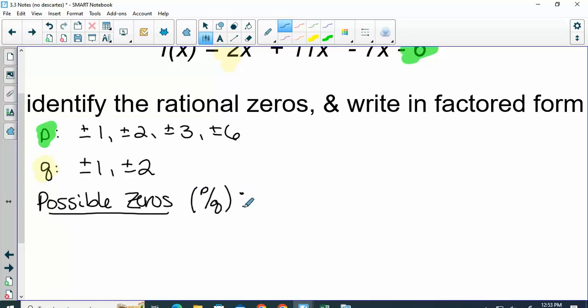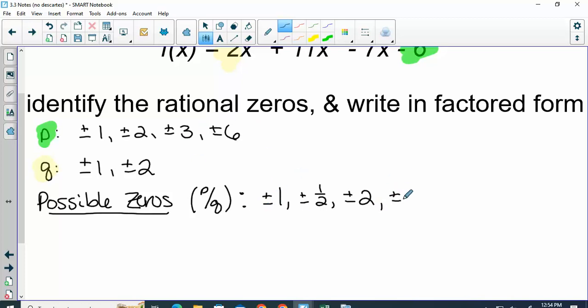Again, every one of these gets a plus and a minus because we could do any combination, top positive, bottom negative, and vice versa. So each p over each q. So 1 over 1, plus or minus 1. 1 over 2, so plus or minus 1 half. 2 over 1, so plus or minus 2. 2 over 2 is 1. We already have that, so I'm not going to list it again.